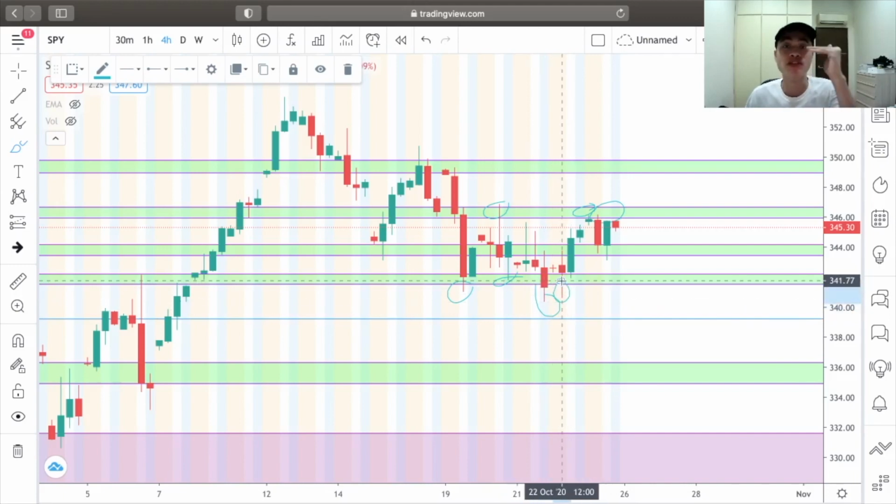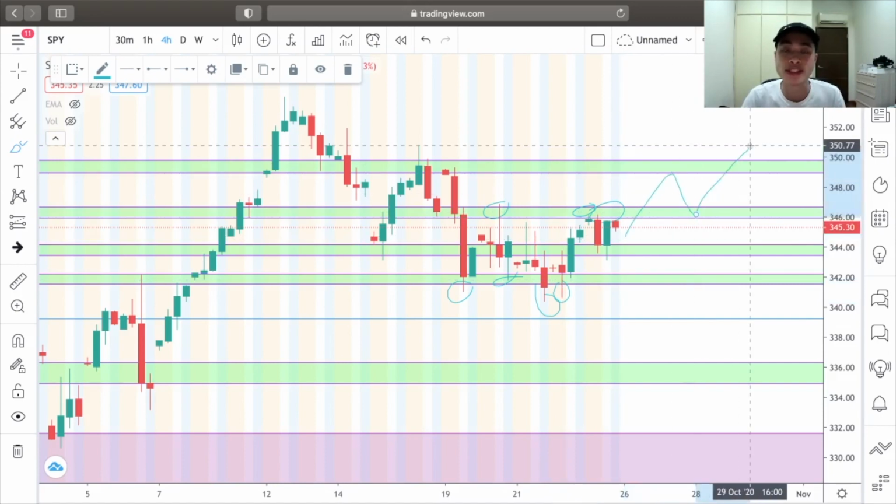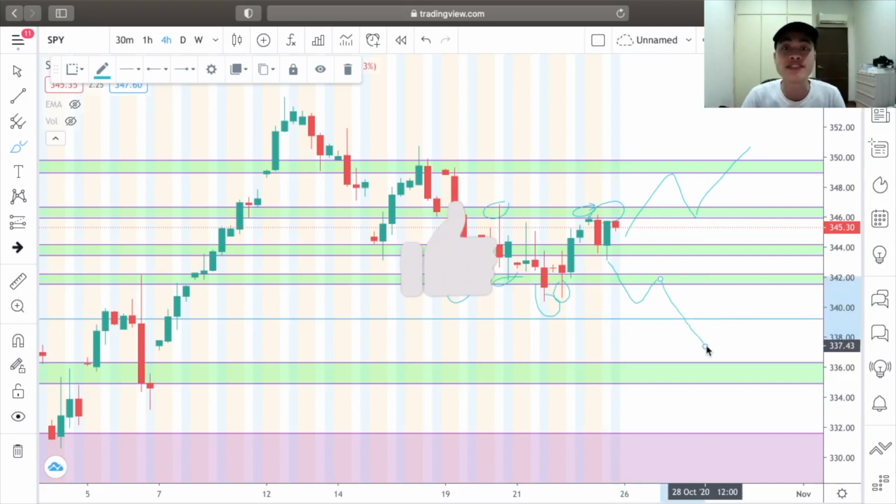So when there's an overhead resistance and a support level below, and prices are moving in this range, we say that prices are trading in a range. So moving forward, I'll be taking a look at how prices react to this range. If prices break above this range, then this indicates that there might be further potential upside for prices. However, on the other hand, if prices break below this support level, then this might indicate further potential downside for prices. So that's my technical analysis for the S&P 500.